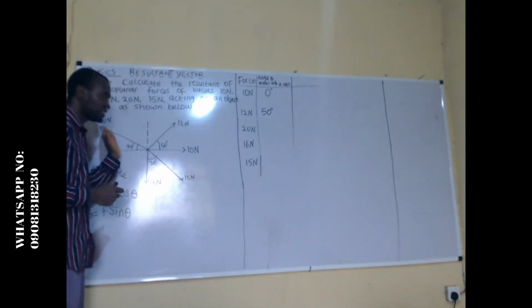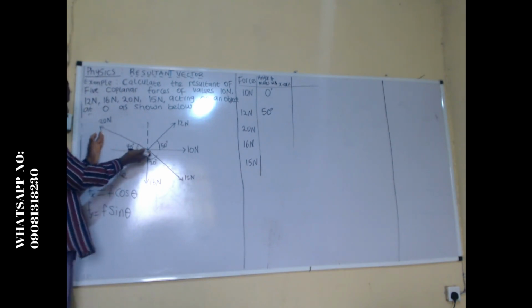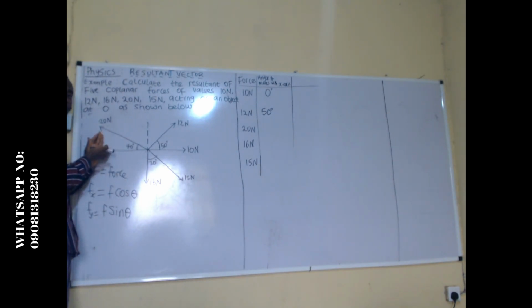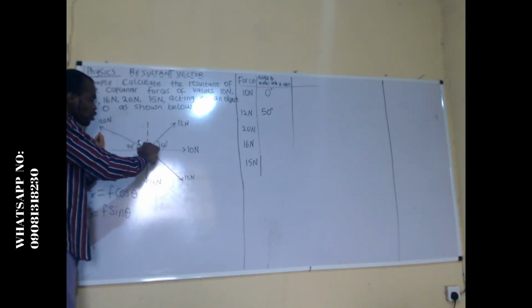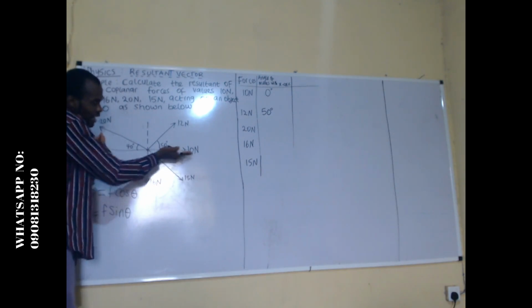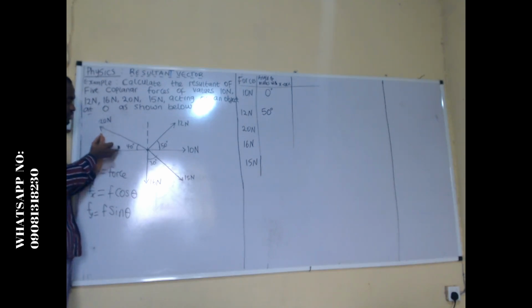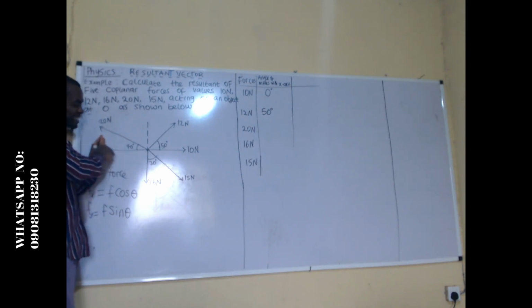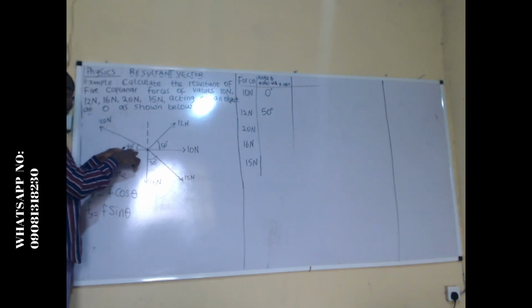Now 20, which is the next vector, the next force, is closer to this horizontal axis. So we are not checking the angle from this other s-axis. Because it's closer to this s-axis, you are not saying what angle this force is making with the other s-axis. Now the angle it is making with the s-axis is what? 40 degrees.